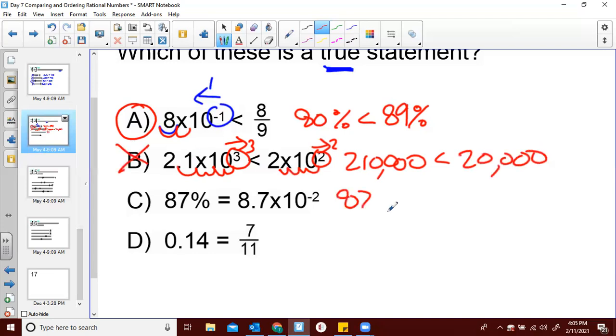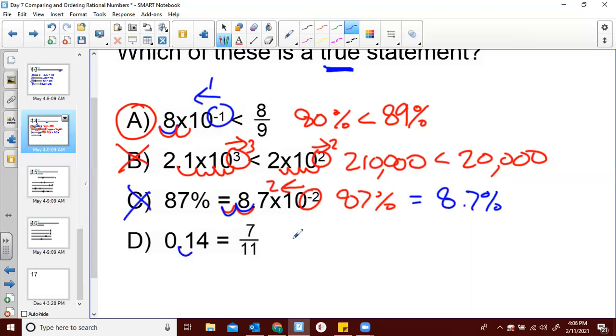I love it when they give us a percent already. All right, this -2 means that we're going to go to the left 2. So I'm going to go 1, 2, but I have to double dip. So I'm going to come back 1, 2. So that's saying that it's equal to 8.7%, which is not true.